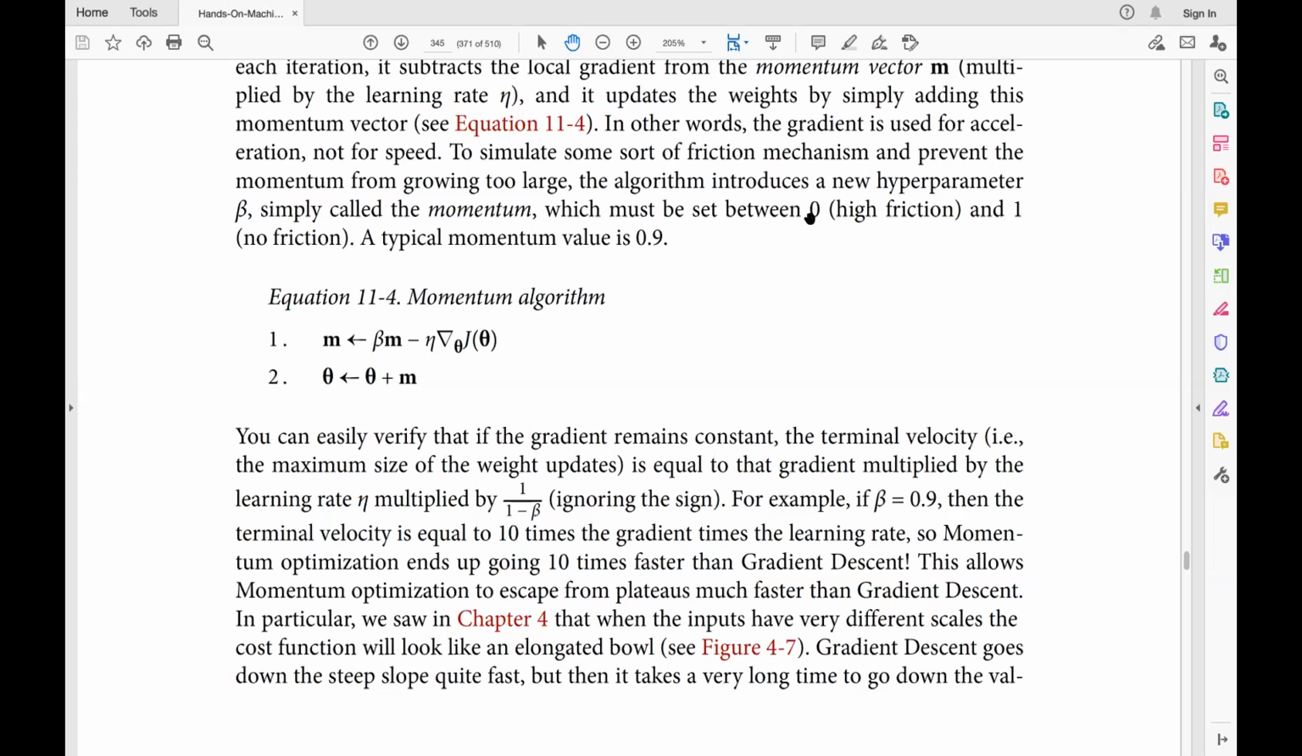So if you see the deep learning specialization, it has slightly different formulas, but it might be essentially the same thing. All right. Okay.